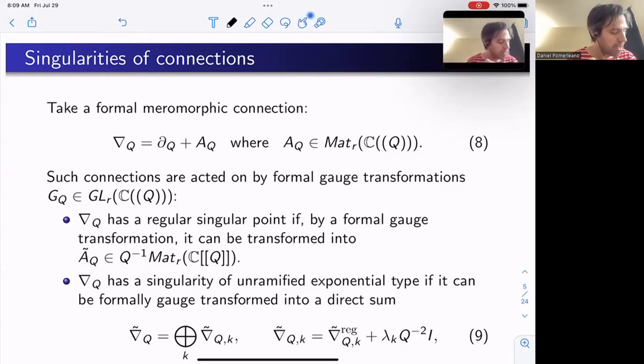The next simplest kind of singularity is this unramified exponential type, which is what's relevant when you have a pole of order 2. So it says that you get a direct sum decomposition of the following form, where the connection breaks up into pieces where you have a regular part, called the regularized connection, and then you add the simplest form of an order 2 pole, where lambda_k is just some number. So it says that the order 2 pole is as simple as possible.